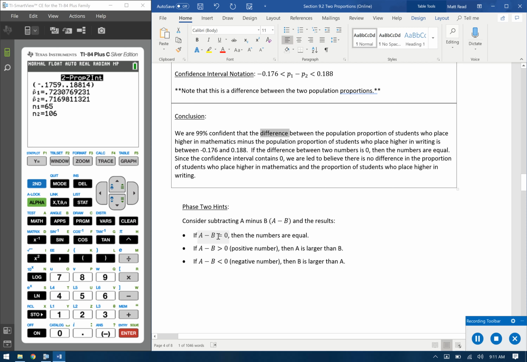So if your difference is 0 or 0's in between like this situation, they're relatively the same. If your difference is positive, that means the first number tends to be larger. If your difference is negative, the second number tends to be larger. Please make sure you've read through this as you move to your classroom examples and other problems in the section. This concludes this video.